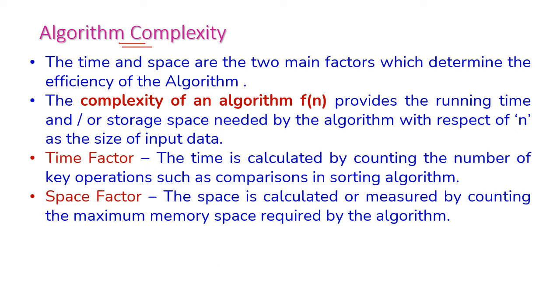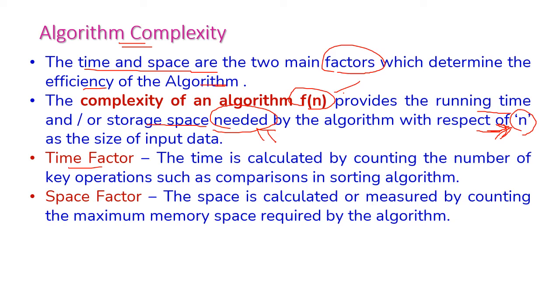Algorithm complexity. When calculating algorithm complexity, time and space are the two main factors which determine the efficiency of an algorithm. The complexity of an algorithm is f of n, which provides the runtime or the storage space needed by the algorithm with respect to n number of inputs. If the input size increases, then the time and storage space will also increase for completing the algorithm. If it is less, then the algorithm will be completed very fast with less time and minimum storage space, right?